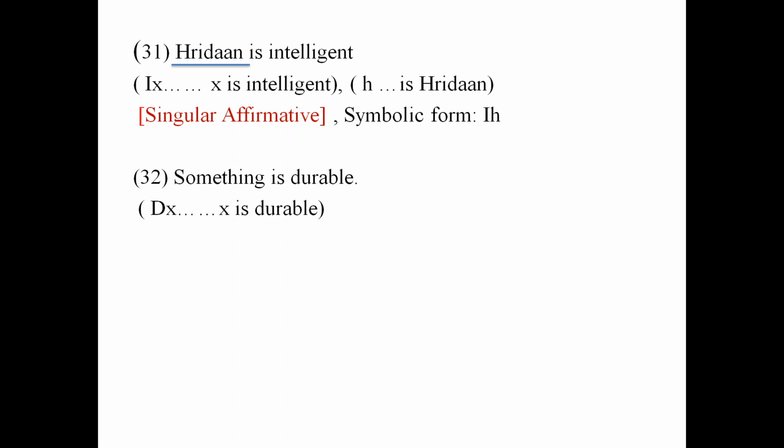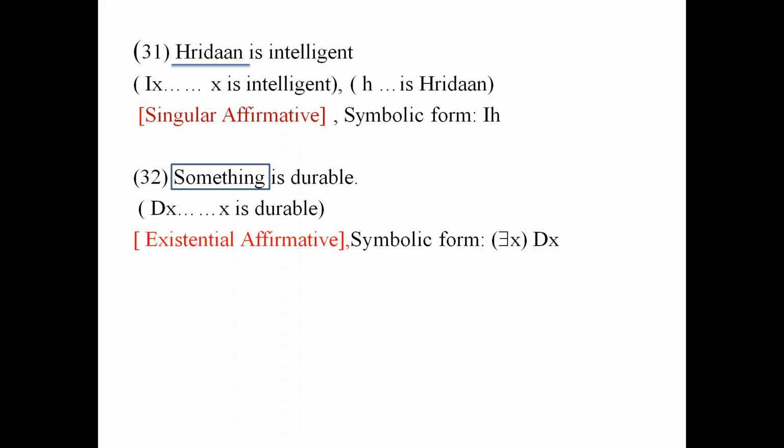32, something is durable. Something is used with one class, so it's an existential affirmative. Symbolic form will be existential quantifier phi x, replace phi by D. So you get a written expression as existential quantifier capital D small x, and it will be read as there is at least one x in the class such that x is durable.